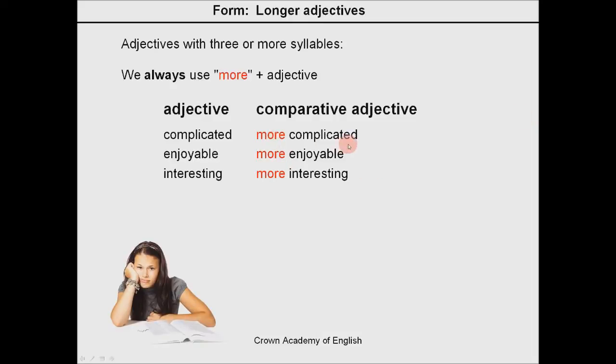And you can see that if you try to say it using the other system. So try to say complicated-er. See, it's very difficult to say. Enjoyable-er. It's almost impossible to say. So that is why we use the word more. It is easier to say more enjoyable than enjoyable-er. Okay, so sometimes it is very logical.